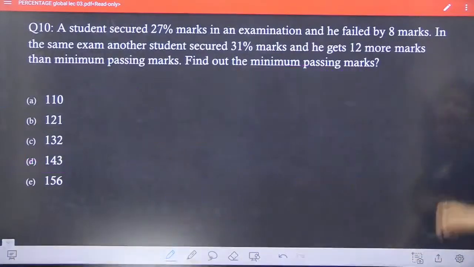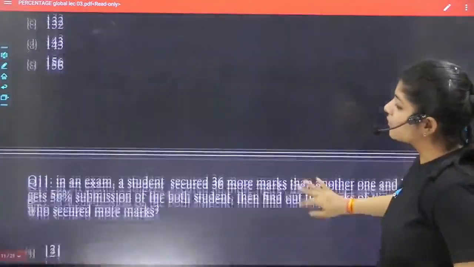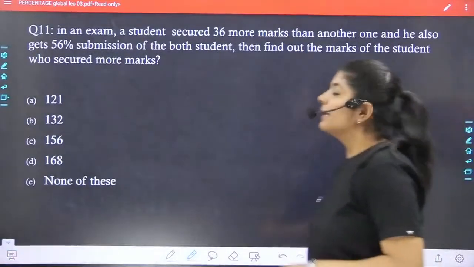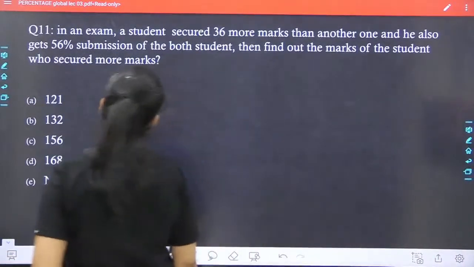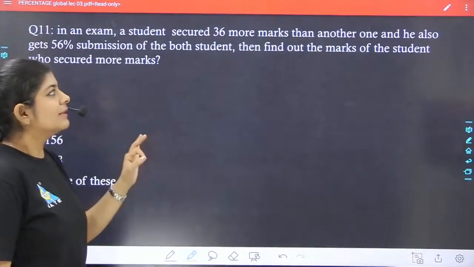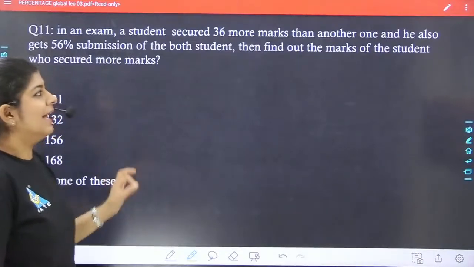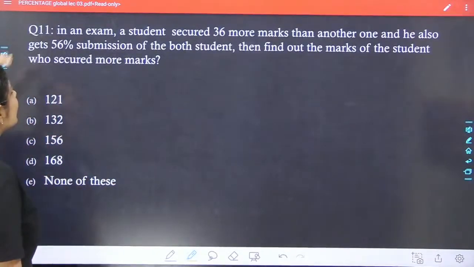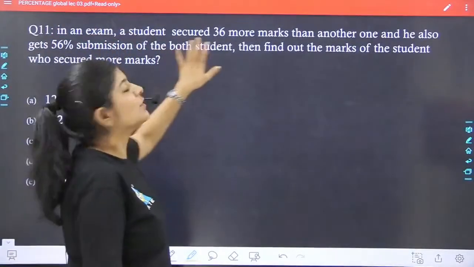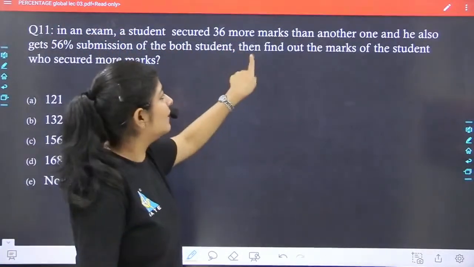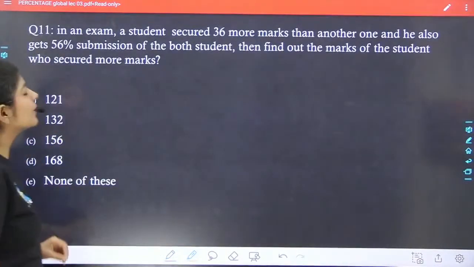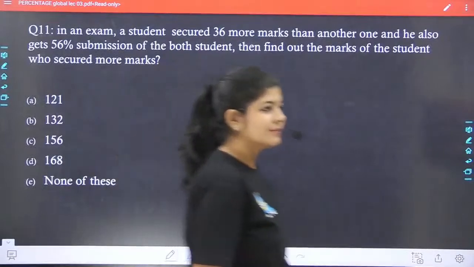Okay. Now let's move to the next question. In an exam, a student secured 36 more marks than the other one, and he also gets 56% of the sum of both students' marks. Then find out the marks of the student who secured more marks.